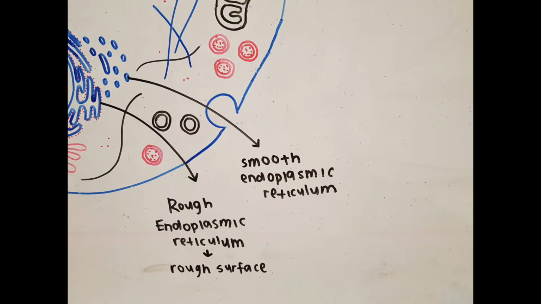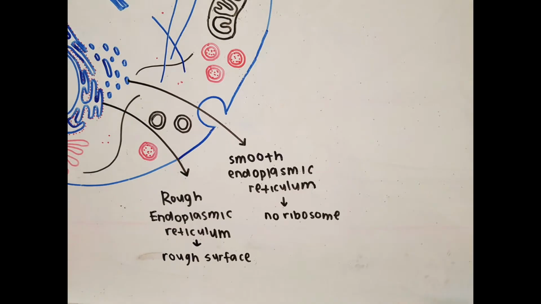On the other hand, smooth endoplasmic reticulum (SER) does not have ribosomes. It is involved in the synthesis of hormones, detoxification, and regulation of calcium. It is extensively found in muscle cells, kidney tubules, and endocrine cells.